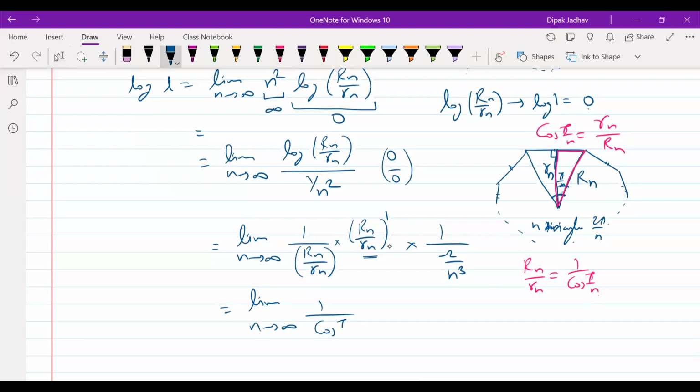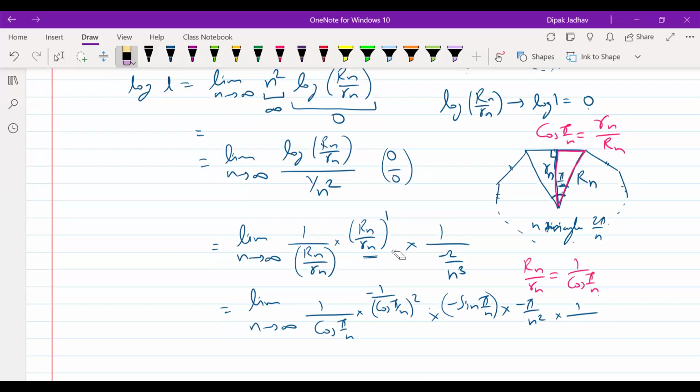This is cos pi by n into derivative of cos, minus 1 upon cos pi by n whole square, into derivative of cos pi by n, minus sin pi by n into derivative of pi by n, minus pi by n square into 1 upon minus 2 by n cube.